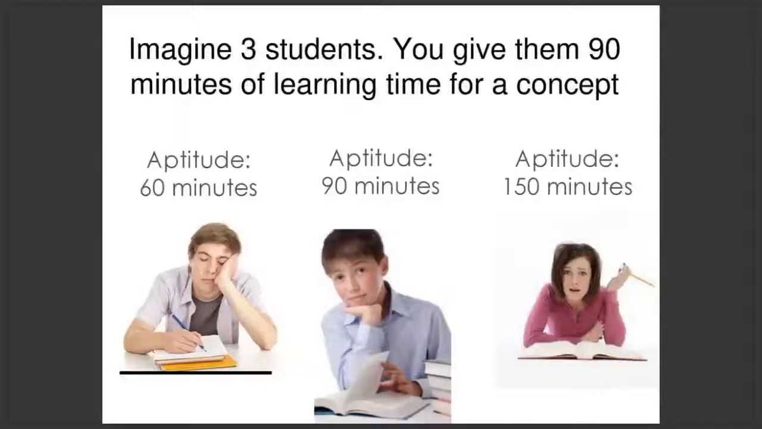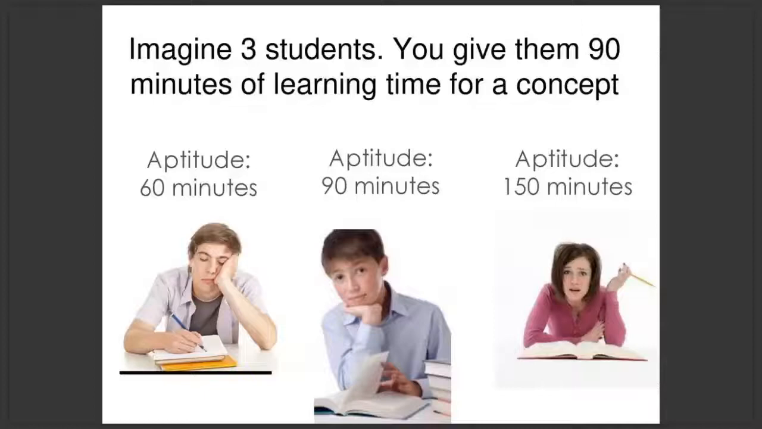So very practically, this is what happens in a typical classroom. You've got three students, and you've got 90 minutes of learning time for this idea in your curriculum. On the left is a student whose aptitude is 60 minutes. That's how long they need. And you gave them 90 minutes, so they're bored. The student in the middle, it's perfect. That's the middle of your class. You've given them the right amount of time.